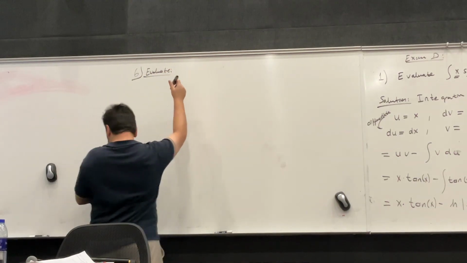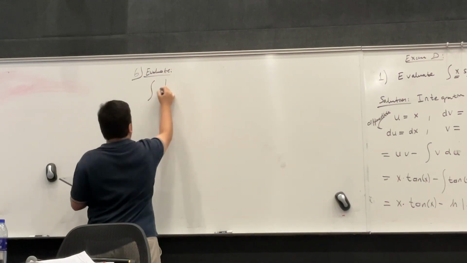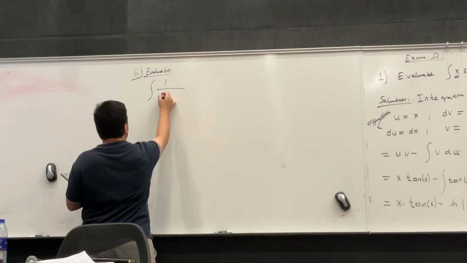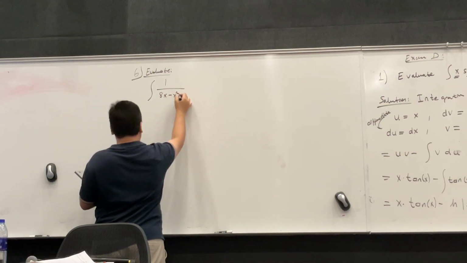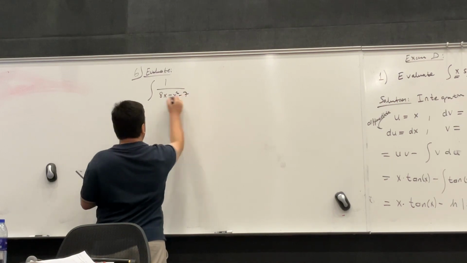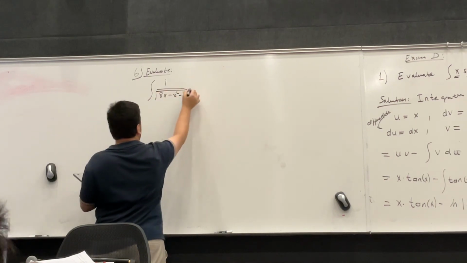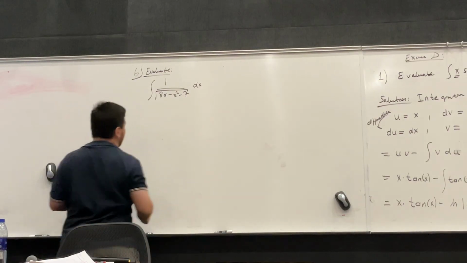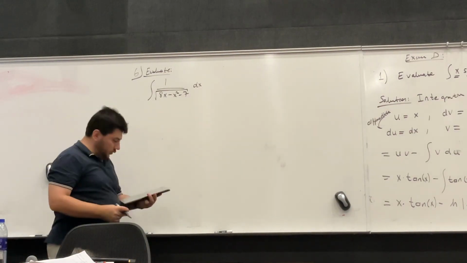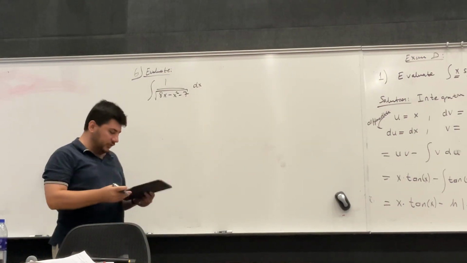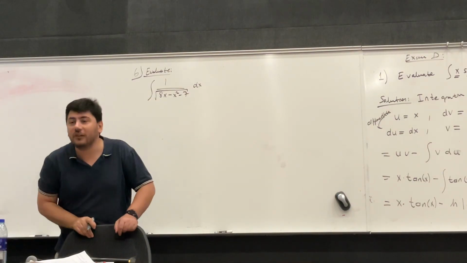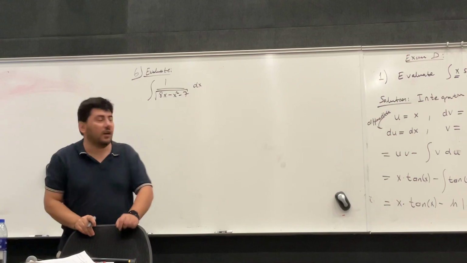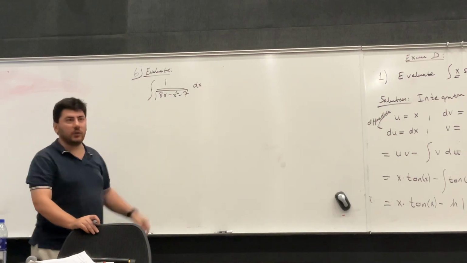Evaluate the integral of 1 over the square root of 8x minus x squared minus 7, dx. Now, do you see any substitution that we can do here? Anything? Okay, try to factor this out. What do you get?